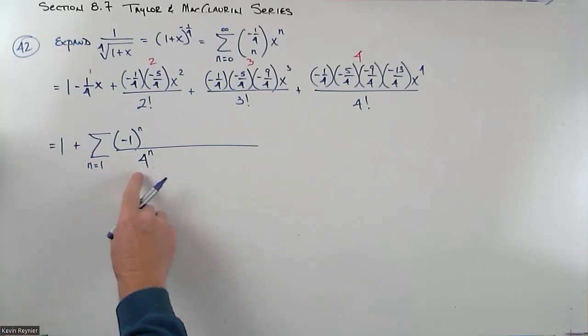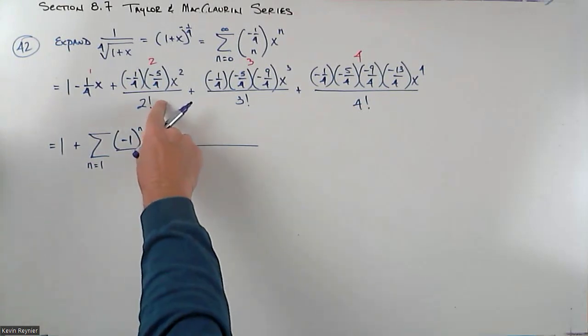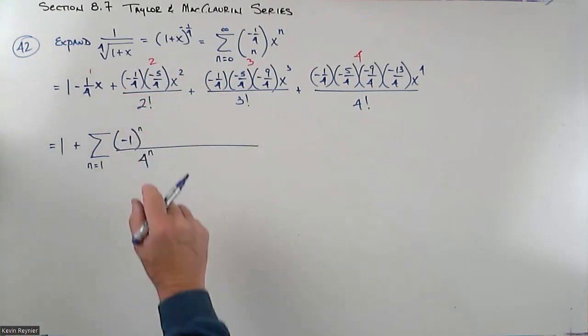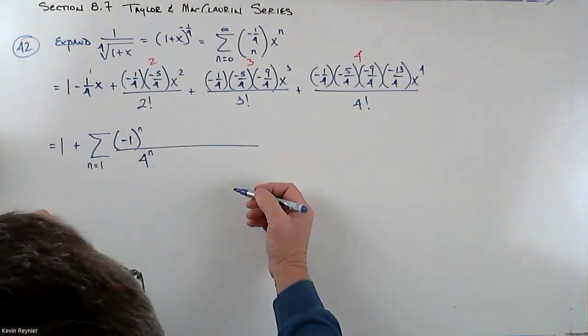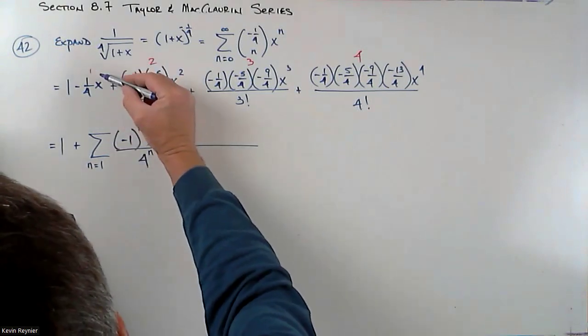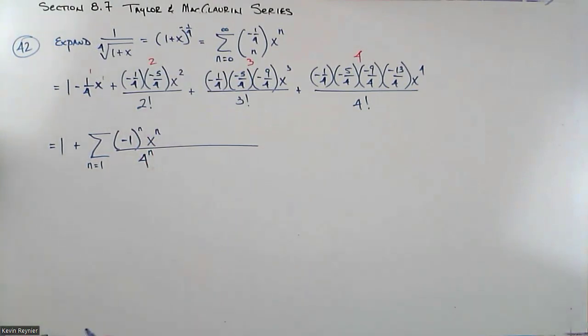So if we start at 1, that's 4 to the first, bang. 4 to the second, bang. -1 to the second, positive, like this one's supposed to be. Then it looks like we're going to get x to the, what's our power going to be? Well, here we have a 1 and we get a 1. Here we have a 2 and we get a 2. So that's going to be n as well. So this is starting to feel like we should have done it this way, right?